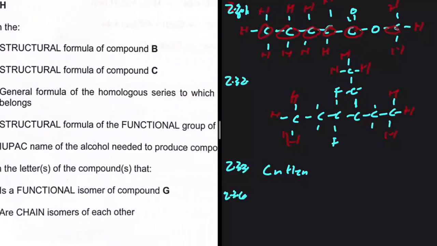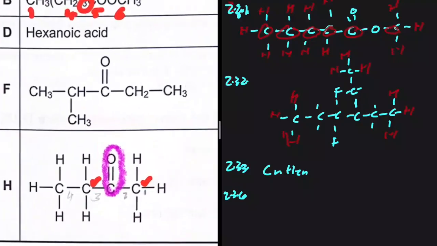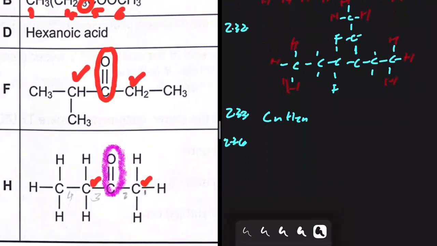2.3.4 structural formula of functional group of compound F. Compound F, carbon double bonded to an oxygen sandwiched by two other carbons. That is a ketone. The structure of the functional group should look like this. Okay, we should not have hydrogens on these two carbons. So if you put hydrogens on those carbons, then it is not correct. Okay, you are now drawing the structure of propanone, right? And no longer the functional group of ketones. That is 2.3.4.